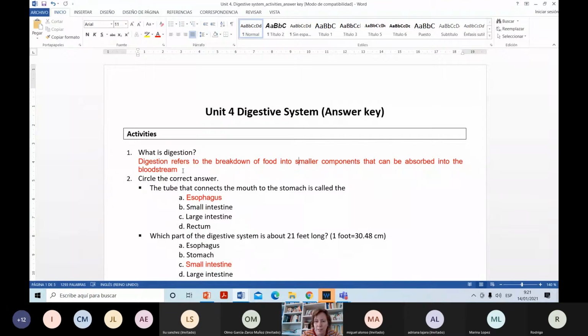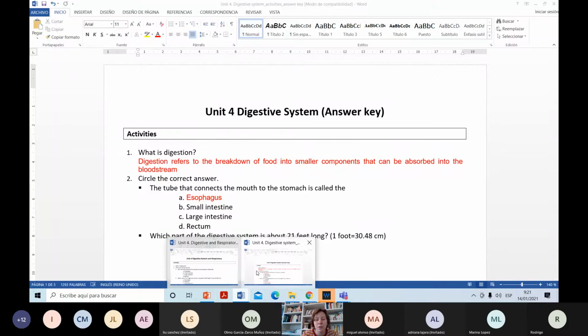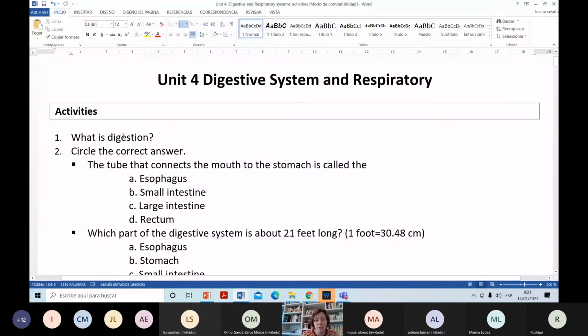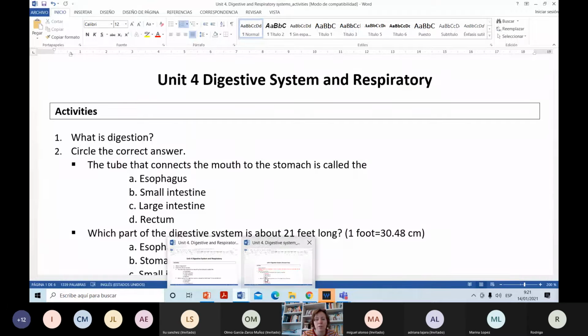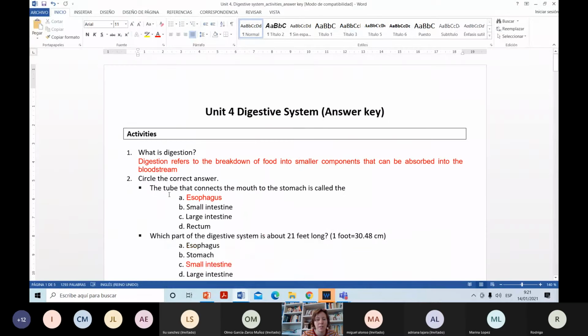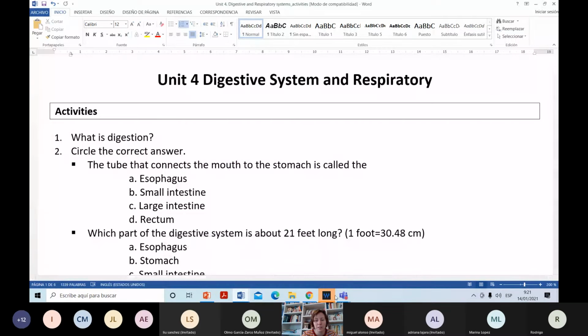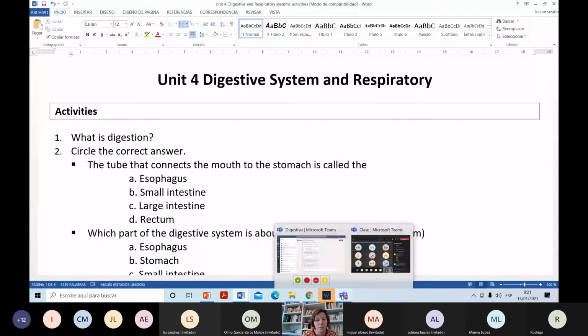You don't have to memorize it. You can use this one, but you can just say that you transform food into nutrients so they can be absorbed into the bloodstream. That could be a good definition for digestion. You can write it down in question number 1 in your photocopy: digestion refers to the breakdown of food into smaller components that can be absorbed into the bloodstream. That could be one way to define it. Any doubts? No doubts.